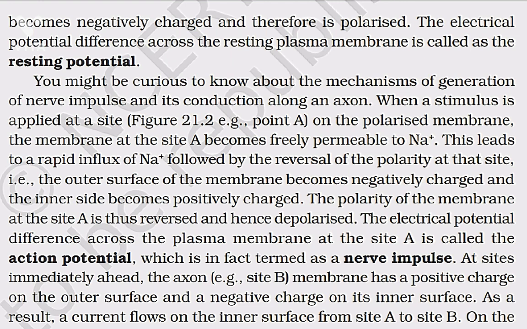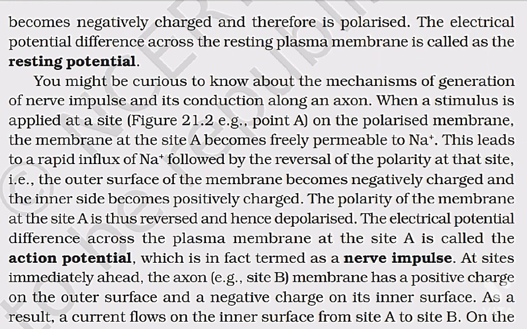You might be curious to know about the mechanism of generation of a nerve impulse and its conduction along an axon. When a stimulus is applied at a site, figure 21.2, for example point A, on the polarized membrane, the membrane at the site A becomes freely permeable to Na+. This leads to a rapid influx of Na+, followed by the reversal of the polarity at the site. That is, the outer surface of the membrane becomes negatively charged and the inner side becomes positively charged. The polarity of the membrane at the site A is thus reversed and hence depolarized.